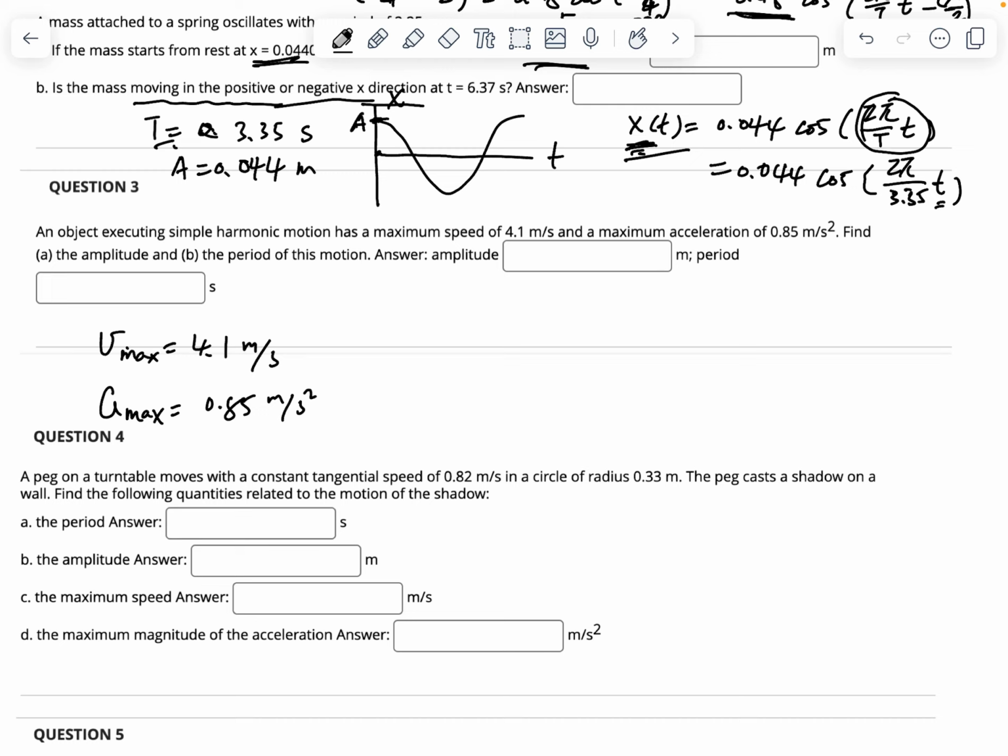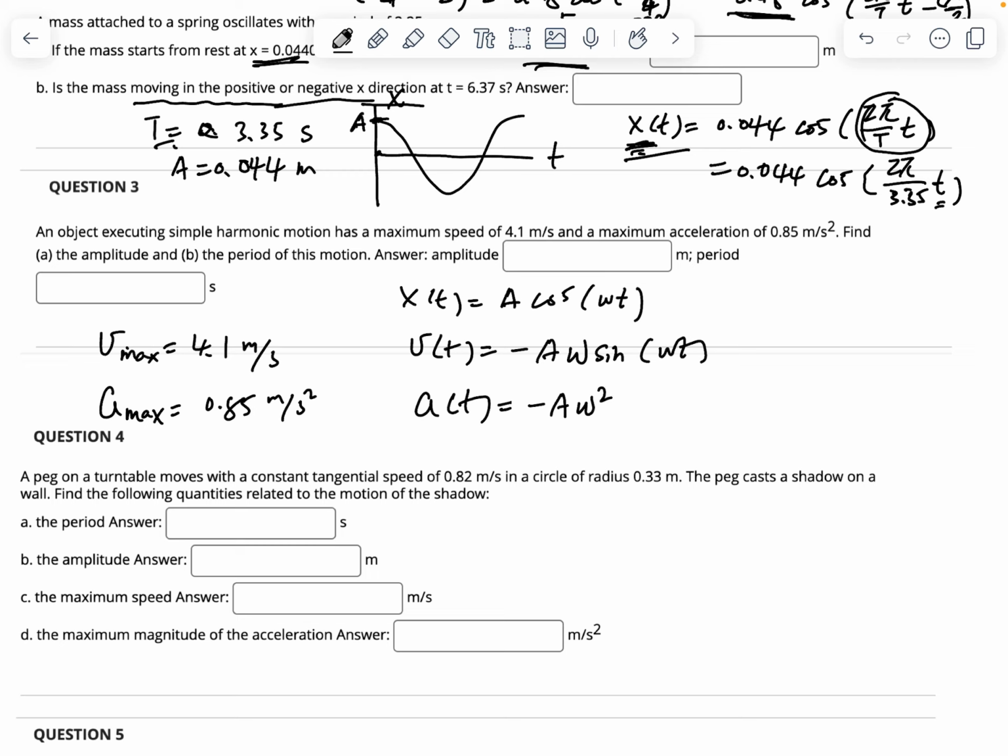From the equation, well, we know the equation. x(t) equals A cosine omega t, right? That is the position. So what is the velocity? Velocity equals negative A omega sine omega t. Acceleration a(t) equals negative A omega squared cosine omega t.